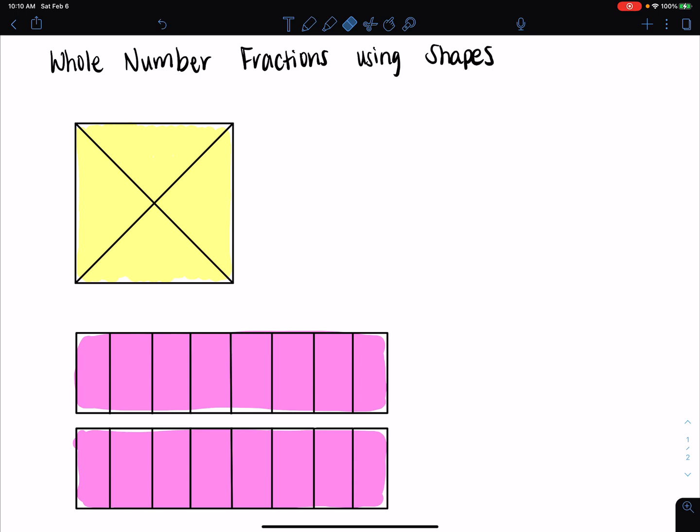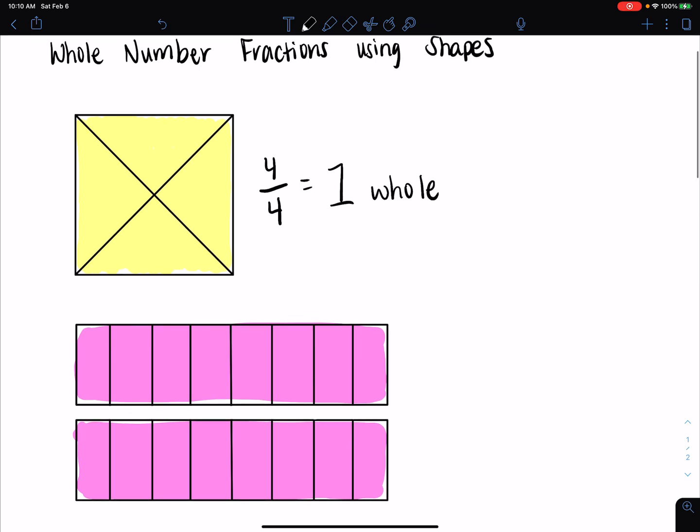Today we are going to be talking about whole number fractions using some shapes. So real quickly, I want to just review, with this yellow square, what we know about that shape. We can see that it's divided into 4 parts and that 4 out of 4 is shaded. So that would be 4 over 4, which also means it would be one whole. One whole of that square is shaded.